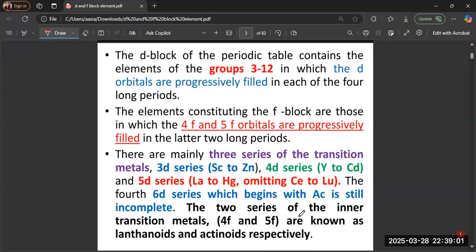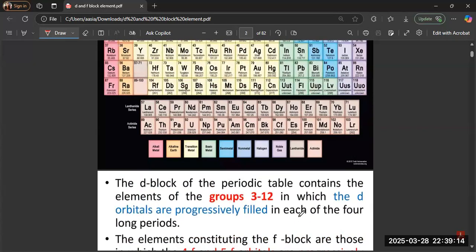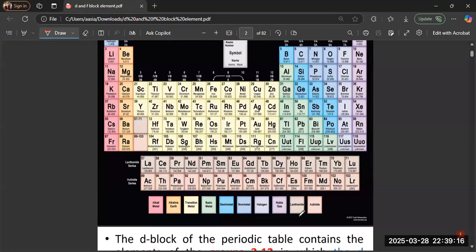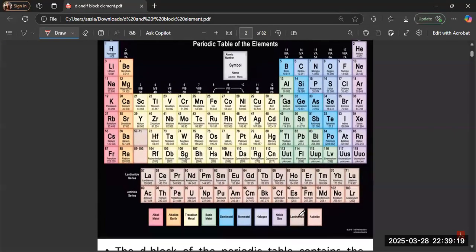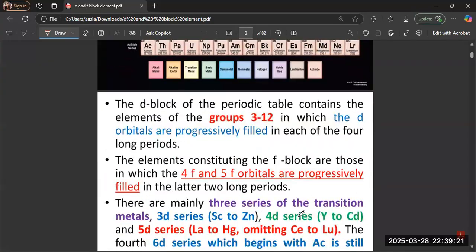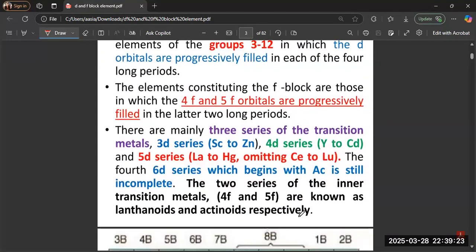Okay, so what are D block elements? The D block elements in a period contain the elements of group 3 to 12, in which the d orbitals are progressively filled in each of the 4 long periods, as you can see in the periodic table. And the elements constituting the F block are those in which the 4f and 5f orbitals are progressively filled.